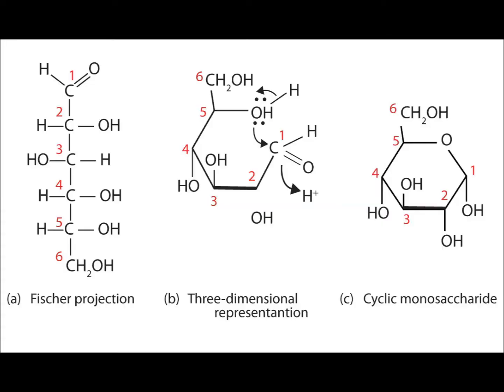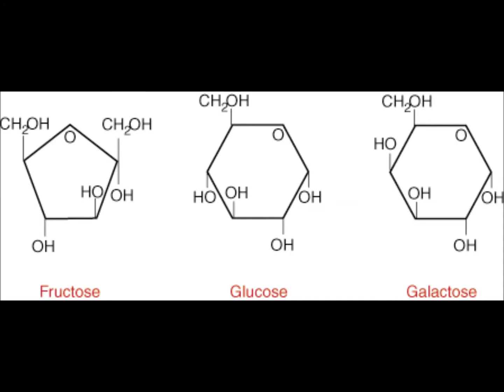These 3 diagrams represent the different ways that glucose can be drawn. This diagram represents 2 isomers of glucose, fructose and galactose. They both have the chemical formula C6H12O6, but they have different structures.